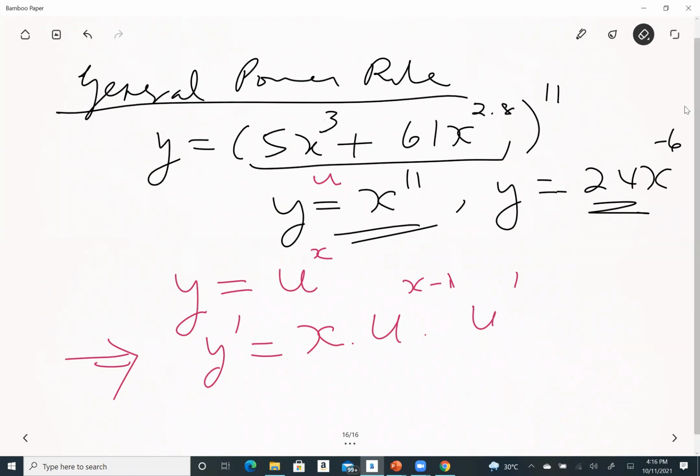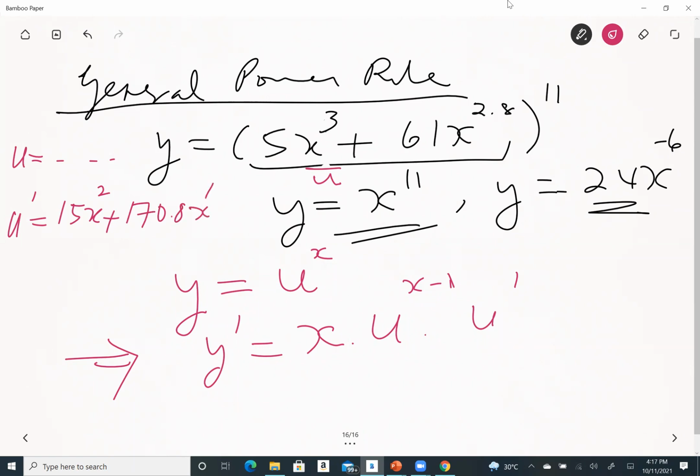Anybody who has finished? Yes, sir. Okay, good. So we will do it. Now, u is the things in the bracket. So what is u prime? So you let u be everything in the bracket, and then you get u prime. So u prime is 15x squared, plus you multiply, 0.8 x to the power of 1.8. So that is u prime.